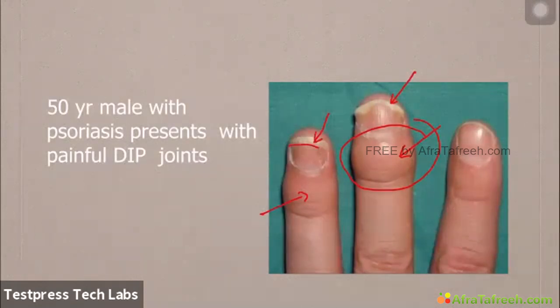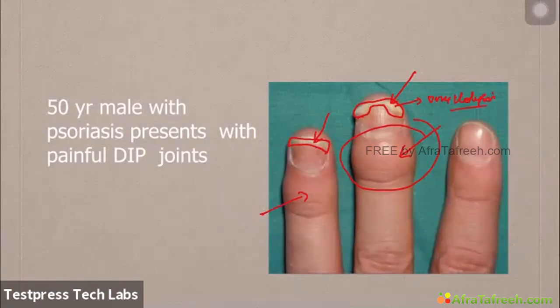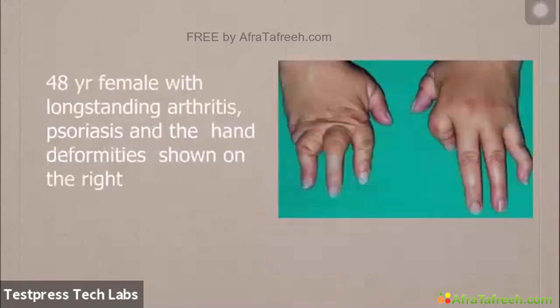If you see this kind of separation of nail from the nail bed, what you're seeing here is what we refer to as onycholysis. So that's a sort of separation of nail from the nail bed. And if you look closer, there are some areas of nail pitting as well that you're seeing here. So definitely this is psoriatic arthritis for sure.